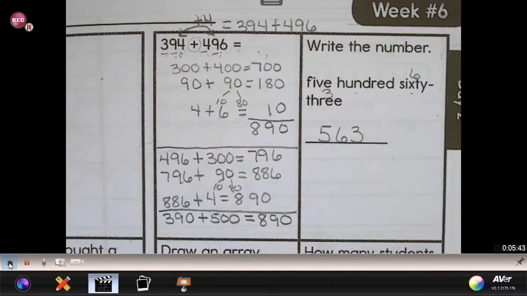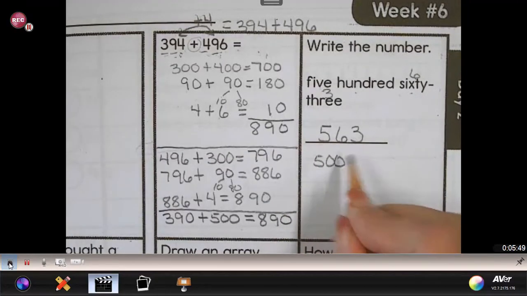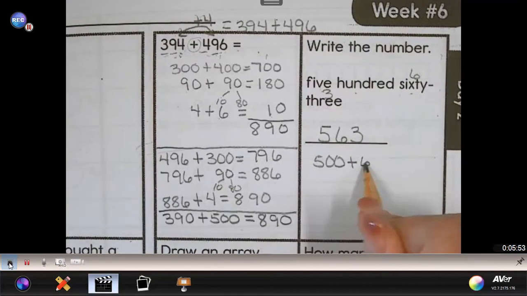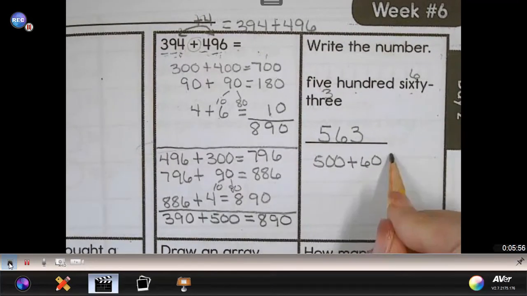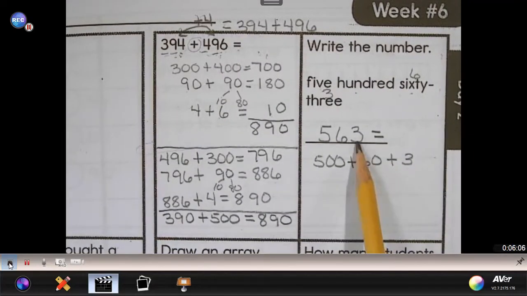Now, if I were going to write this in expanded form, each one of these digits would be taken apart and written as its own value based on each one of the digits. So, just another way to think about taking it from standard form into expanded form, just to revisit that idea.